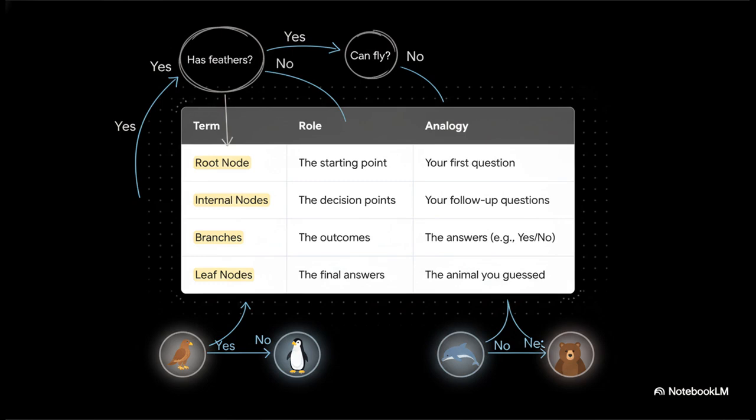That very first question we ask, like, has feathers, that's called the root node. It's where everything starts. Then all those follow-up questions, those are the internal nodes. The answers to those questions, the yes or no, those are the branches that lead us down different paths. And finally, when we get to the actual answer, the hawk, the penguin, whatever it is, we call those the leaf nodes. See, it really is just our game, but with some fancier terminology.